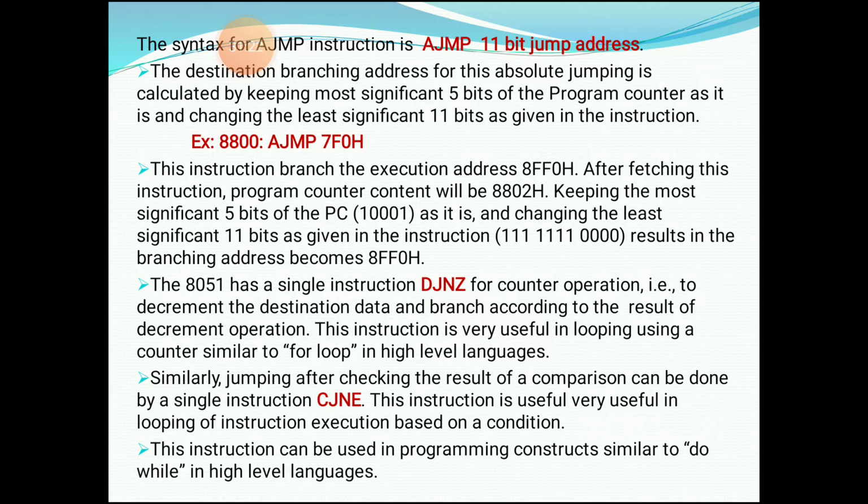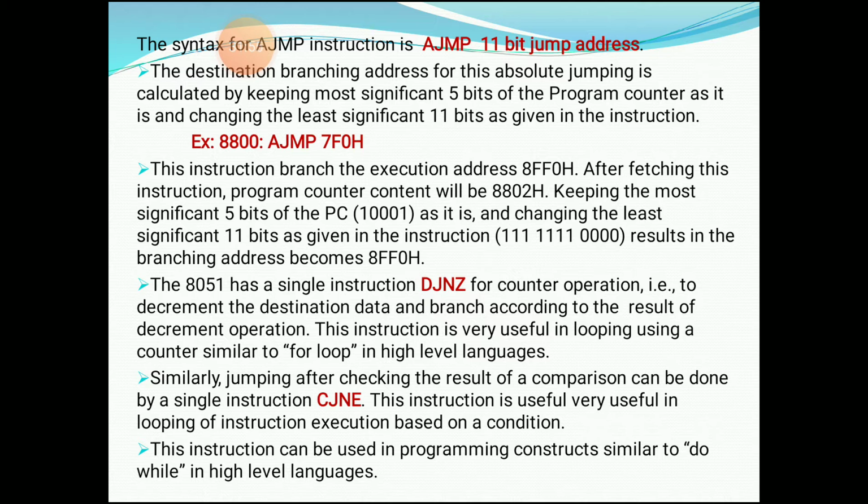8800 contains the instruction AJMP 7F0H. 7F0H is the 11-bit address. This instruction branches the execution address by adding 7F0 to the address 880. We get 8F0H. After fetching this instruction, the program counter content will be 8802, keeping the most significant 5 bits as given in the instruction. The resulting branching address becomes 8FF0H.